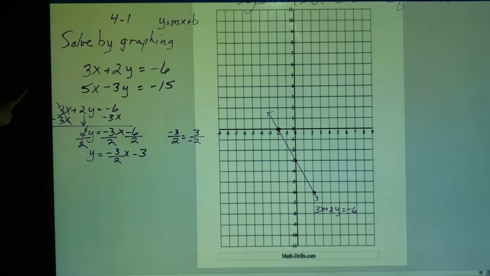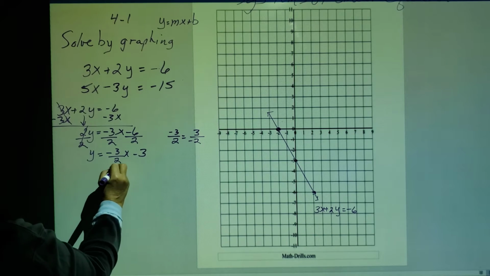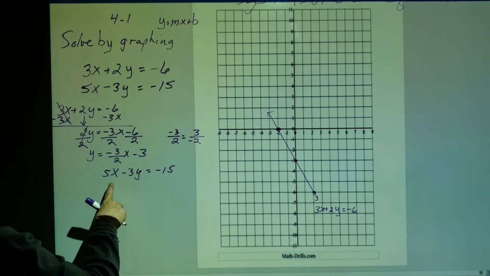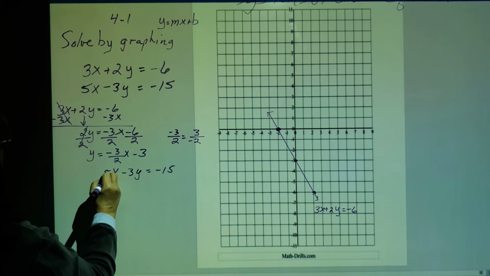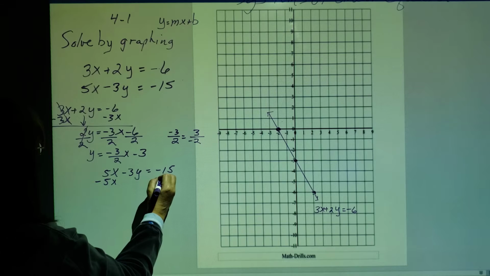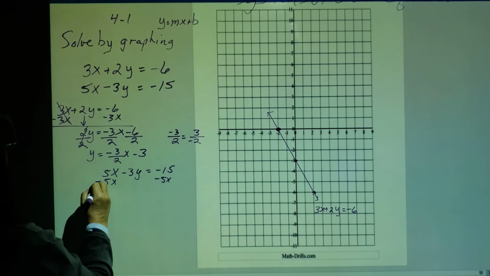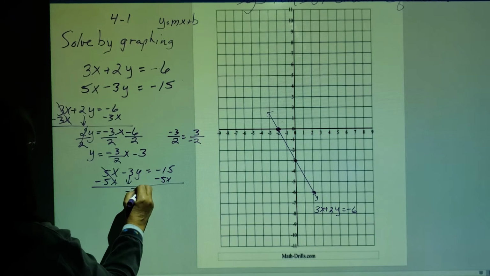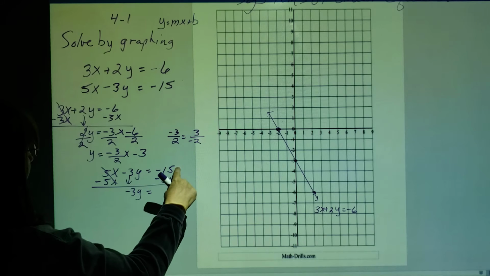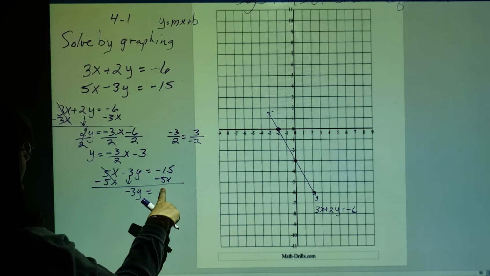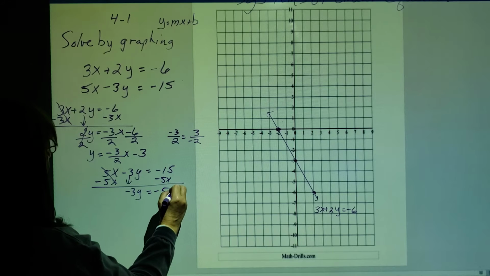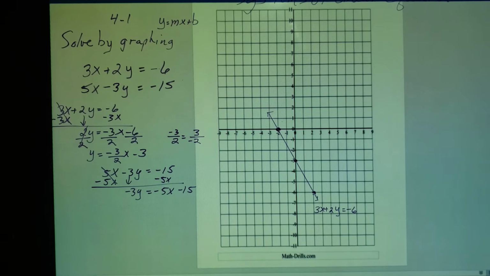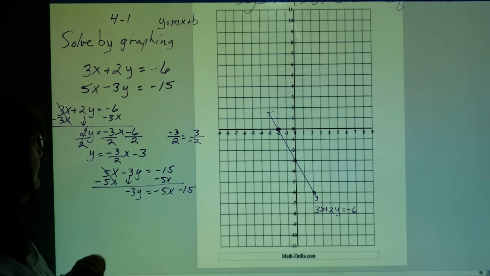All right, next, taking 5x minus 3y equals negative 15. Again, the 5x needs to come over here, so we can subtract 5x from both sides. That goes away. Bring down the negative 3y, and we end up with negative 15 and a negative 5x. So we bring down the negative 5x and the negative 15.